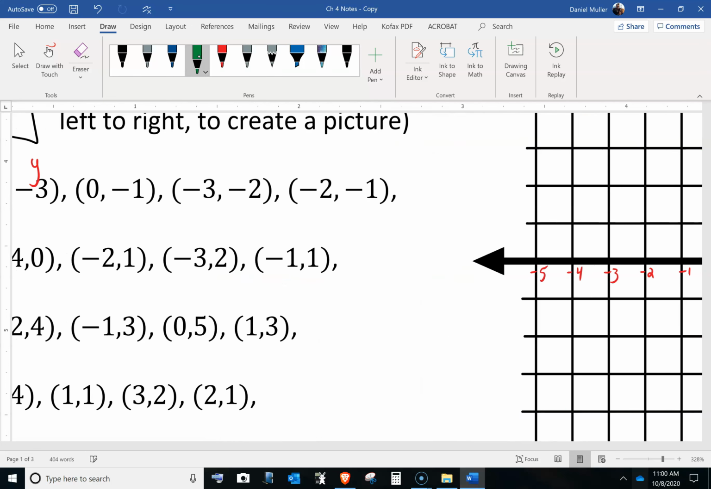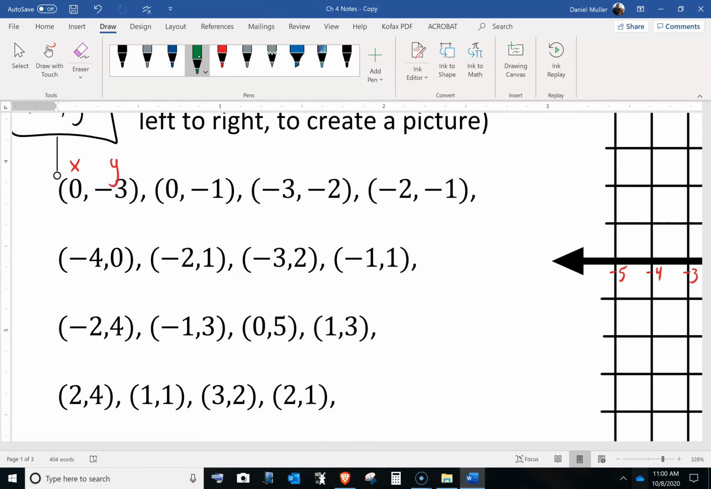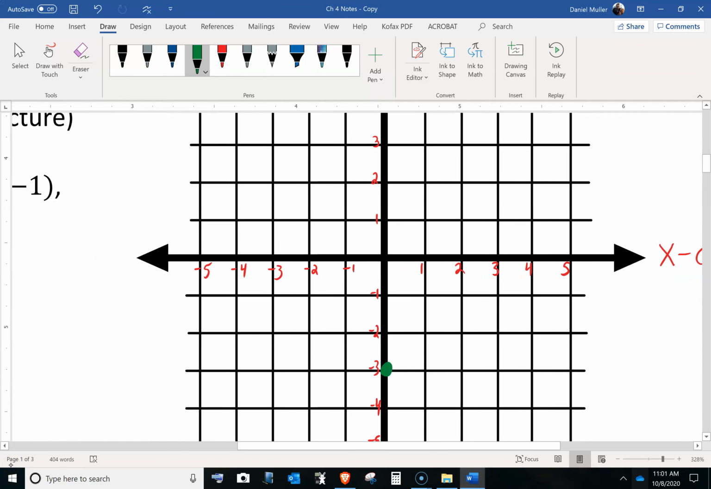So let's just do a bunch of these and you'll see how this works. The next one is go 0 in the x direction and -1 in the y direction. So I start here. Again, I'm not drawing the dot just for you to see. I go 0 left or right and then -1 in the y direction. So that is my dot.